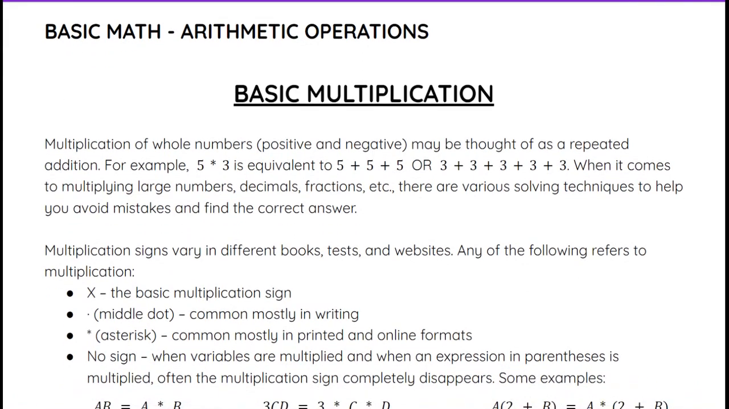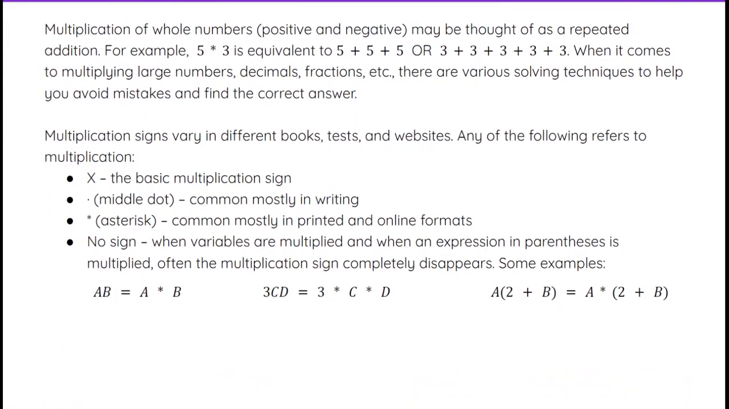So with basic multiplication, for example, looking specifically at whole numbers that are positive or negative, we can think of it as repeated addition. So for example, 5 times 3 is equivalent to either 5 plus 5 plus 5, so 5 3 times, or 3 plus 3 plus 3 plus 3 plus 3, so 3 5 times. So we can look at it either way. Either way, you end up with 15.